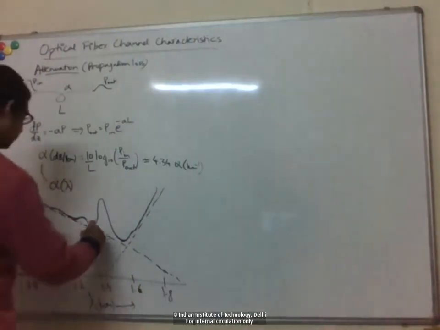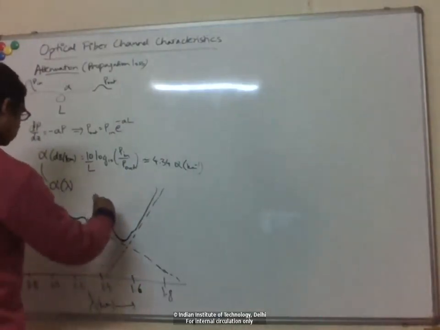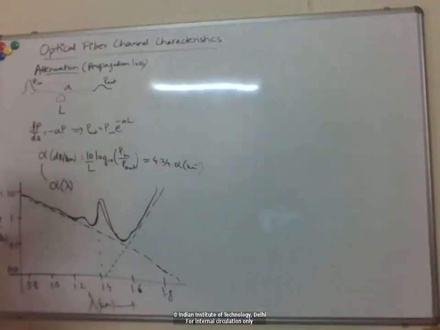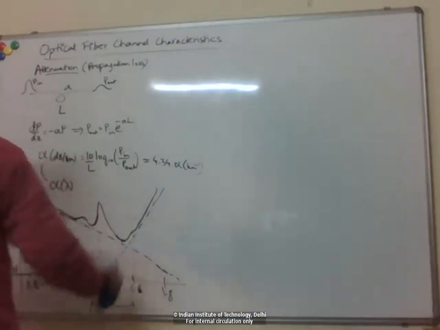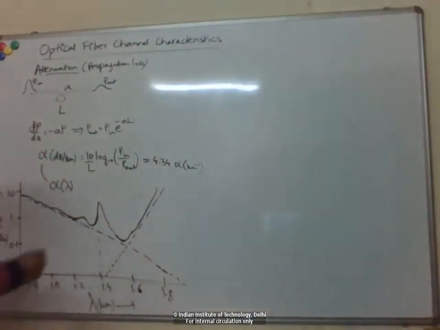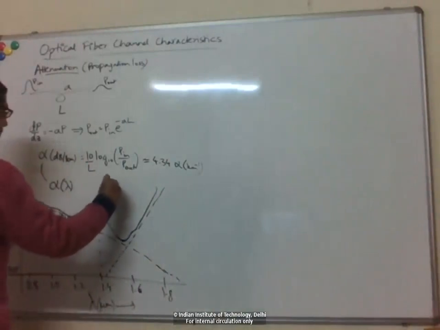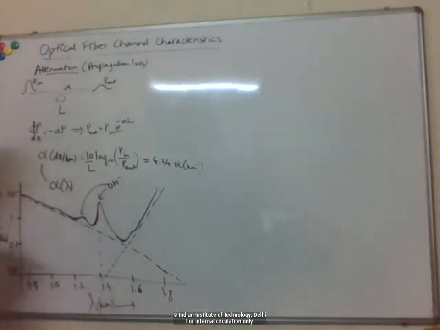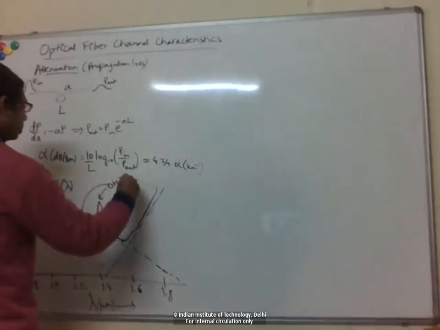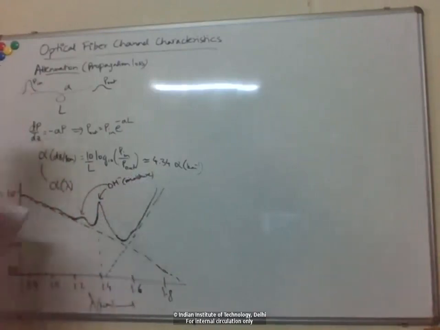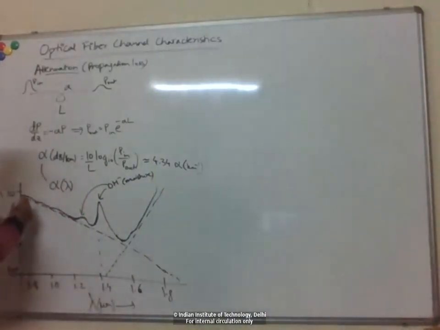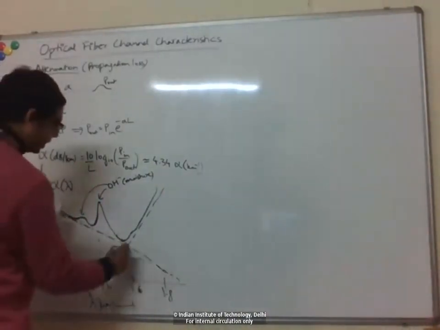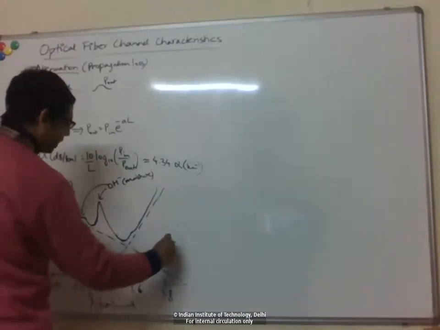Then there's a peak here at 1.4, which we discussed last time. That's due to residual moisture content in the fiber. And also there's a little peak around 1.25 or something. Okay, so this line where the loss is decreasing with increasing wavelength, this is coming from Rayleigh scattering.